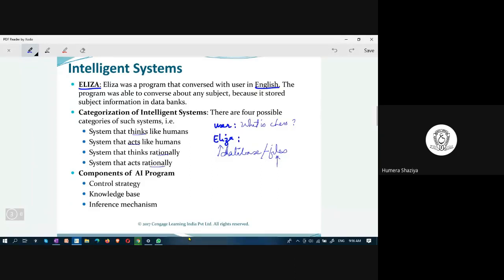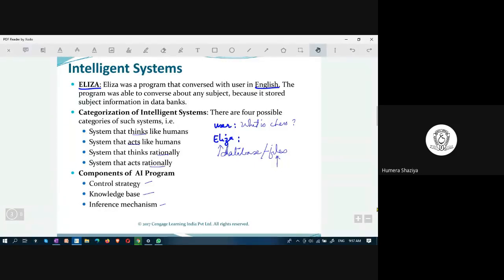And what are the components of an AI program? A control strategy, knowledge base, and inference mechanism. This is all the traditional AI system. Again, in AI, we have traditional and modern, because the traditional system is based on just going to the knowledge base and retrieving the data. That is what AI was in earlier days. But now it has changed a bit, and in future it will change to a great extent, and developments will continue.